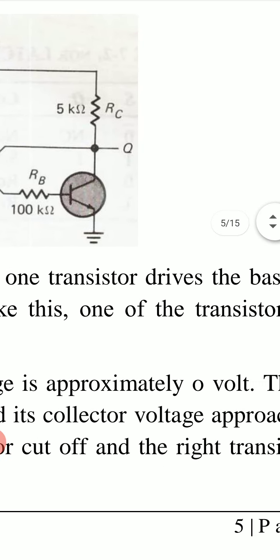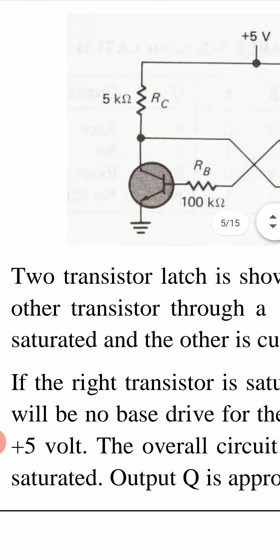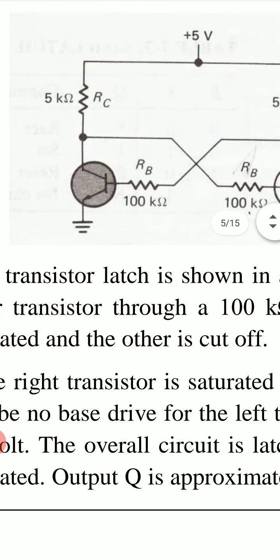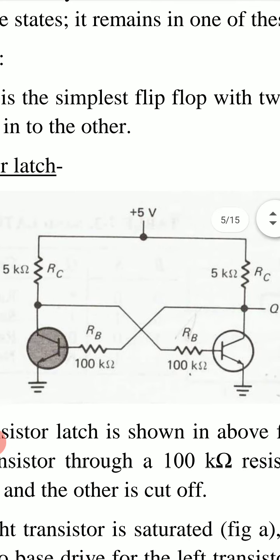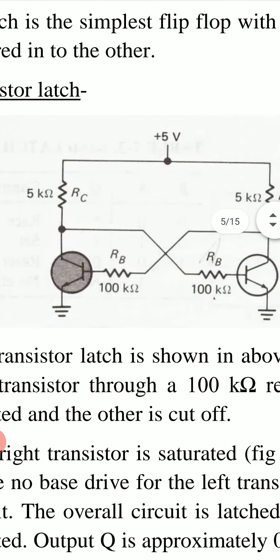In a circuit like this, one of the transistors is saturated and the other is cut off. If we connect two transistors such that the collector of one transistor is connected to the base of the other transistor through a resistance, then in such a circuit one transistor will be in saturation condition, that is saturated, and the other transistor is in cut-off condition.